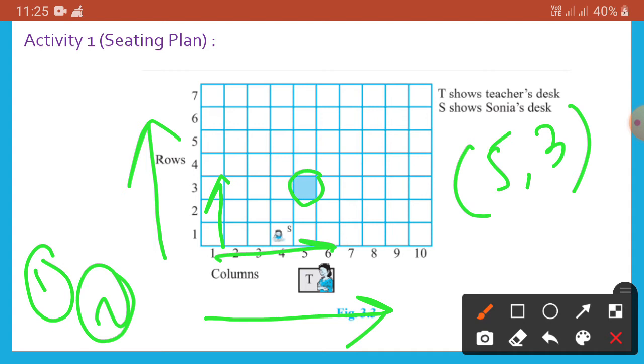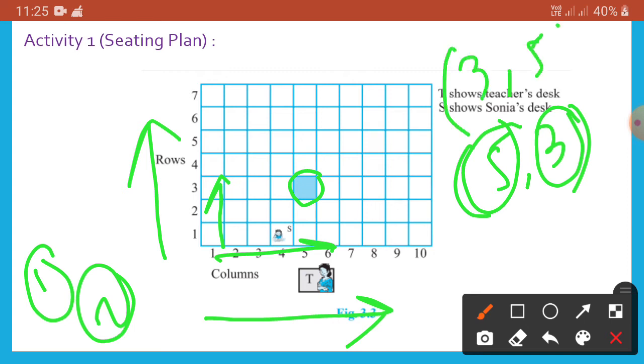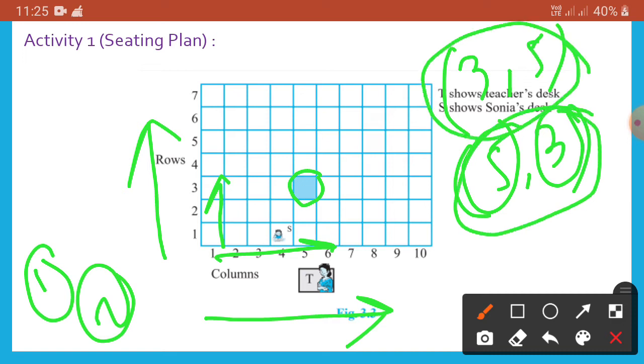So the position is (5, 3). At first you have to write the column number, that is 5, and then the row number 3. If I write (3, 5), is it the same as (5, 3)? No, because 3 here is the column number and the next is the row number. Row number and column number are not the same.